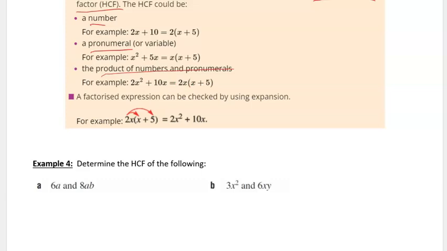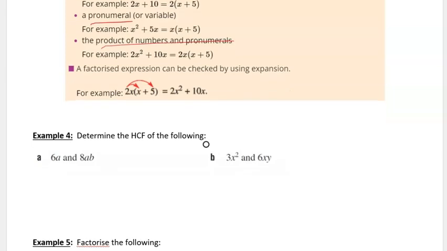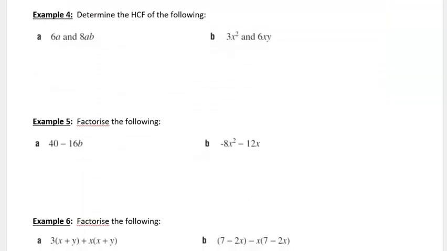A factorized expression can be checked by expansion. So did we do it right? We'll take 2x times x, 2x times 5, and if we get back to the original, then we've done it right. So let's put it into practice.